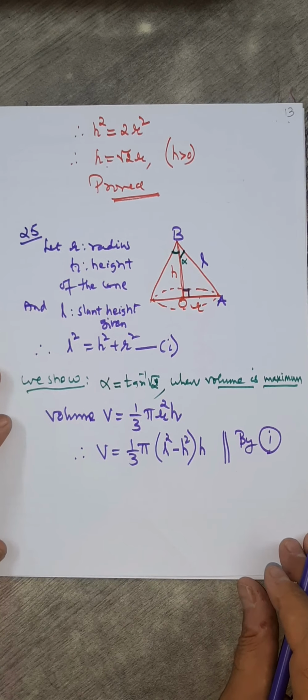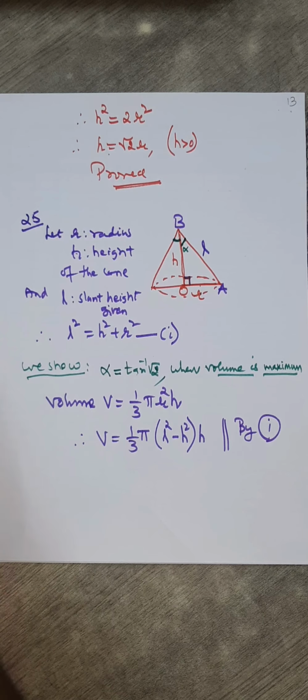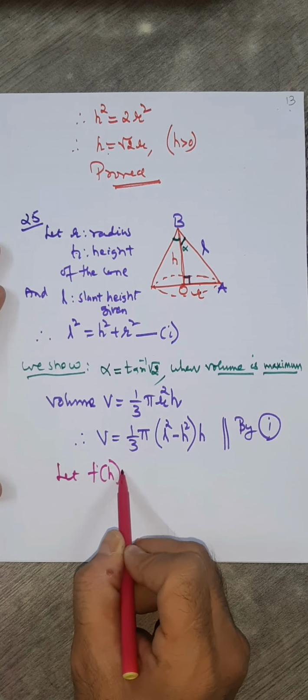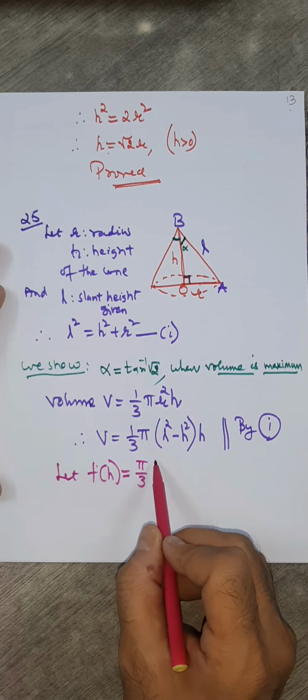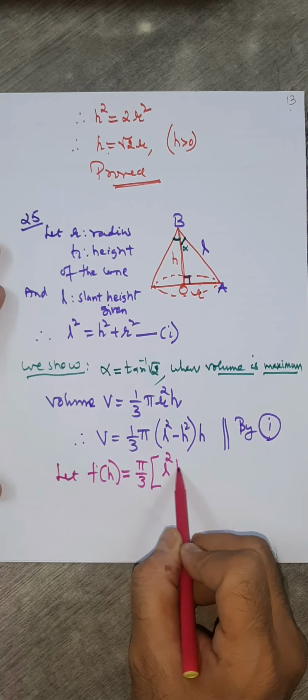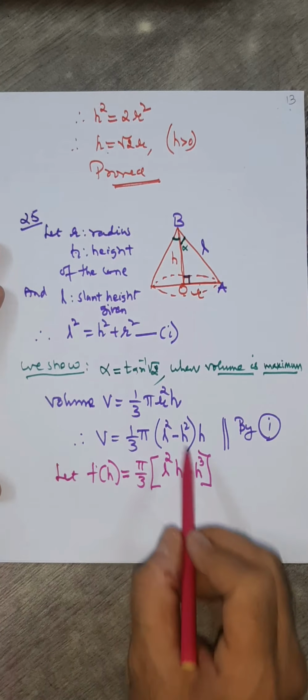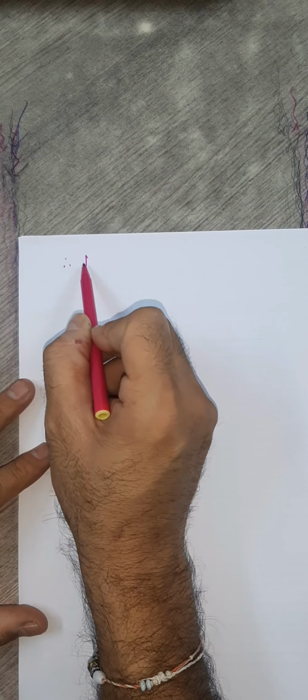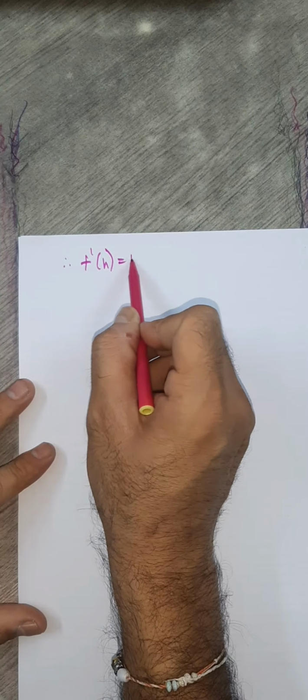So now this is purely in the form of which variable? H. Okay, so we take that as f of H, equal to pi by 3 times L squared H minus H cubed. L is given, that means it's treated as a constant. Now we differentiate it how many times? Two times. So f dash H, pi by 3 being constant as it is, L squared into 1, minus 3H squared. Fine, we'll differentiate it one more time.